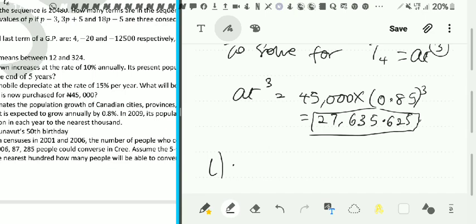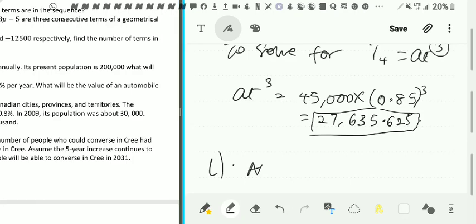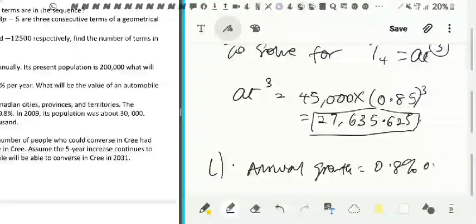Now, in 2009, its population was about 30,000. Annual growth 0.8% of present population.